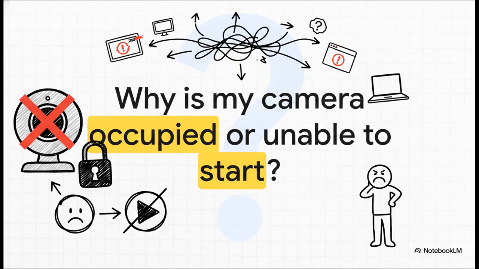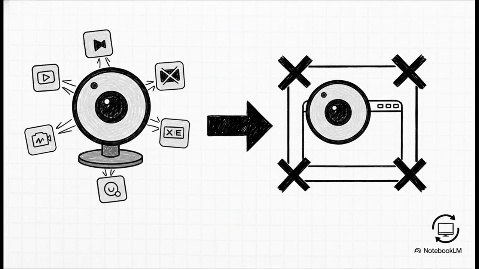And finally, what if you get a message saying the camera is occupied or that it can't be started? What does that even mean? Well, it usually means exactly what it sounds like. Some other program on your computer is already using your camera. It could be Zoom, Teams, OBS, you name it. The fix is to find that other app and close it completely. And if you're really stuck, a good old-fashioned computer restart almost always does the trick.